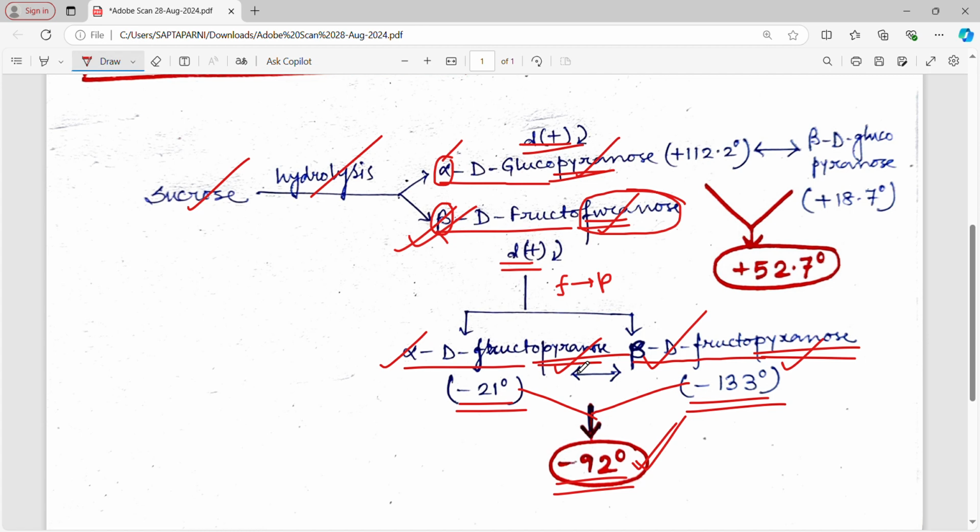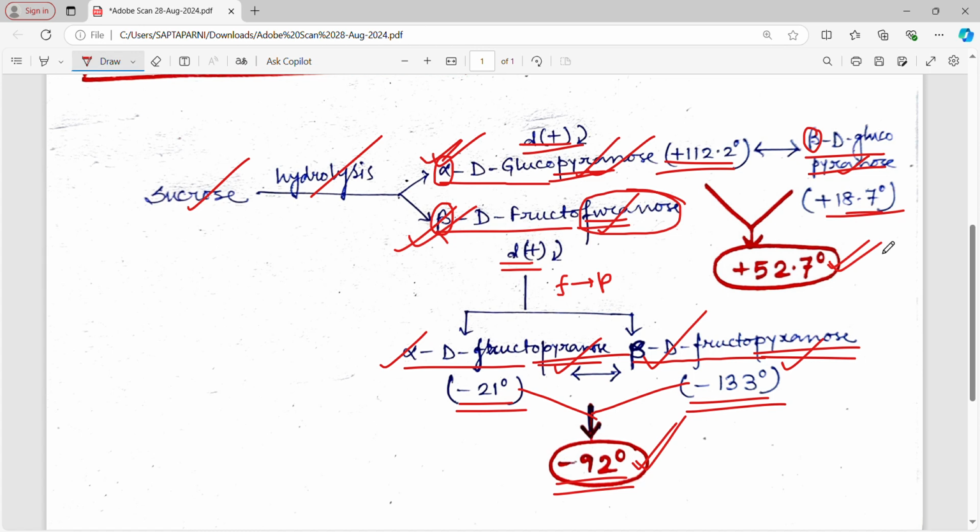Similarly, in case of alpha D-glucopyranose, we can see it gets partially converted to beta D-glucopyranose. So both of these are pyranose, two kinds of anomers, alpha and beta, and both of them are dextrorotatory. One is plus 112.2 degree and the other is plus 18.7 degree. And similarly, in the equilibrium mixture, they show 52.7 degree dextrorotation based upon their concentration in the equilibrium mixture.